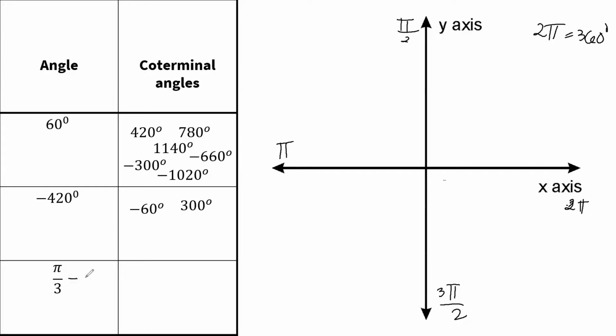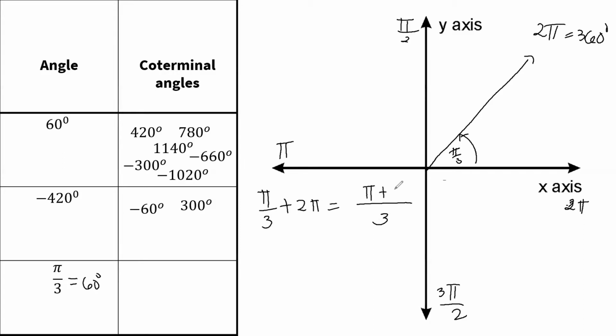Pi over 3 is equal to 60 degrees. So where is that? That is between pi over 2 and 0. So suppose this is now pi over 3. Now, how are we going to find the coterminal angles of pi over 3? Again, to find the coterminal angles of angles measured in pi radians, all you have to do is add 2 pi. So pi over 3 plus 2 pi is equal to, get the LCD, that is 3. 3 divided by 3 is 1 times pi is pi. Now 3 times 2 pi is 6 pi. So we have pi plus 6 pi is 7 pi over 3. So one of the coterminal angles of pi over 3 is 7 pi over 3.